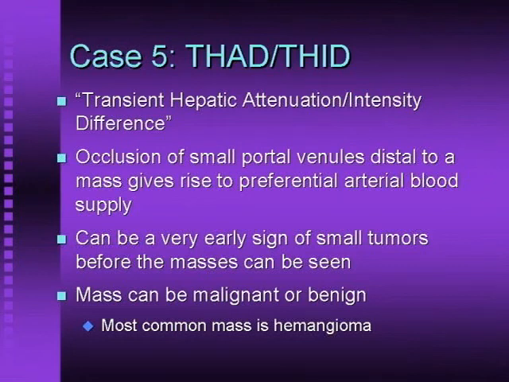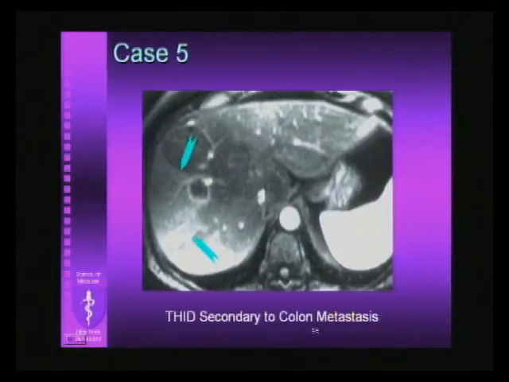It can be a very early sign of small tumors before the tumors are even visible. And in fact, it was first described in the setting of breast cancer metastases before the breast cancer tumors could be seen. But nowadays, it's realized that the most common source of these THIDs or THADs are benign lesions such as hemangiomas. In this case, this was a THID secondary to a colon metastasis.